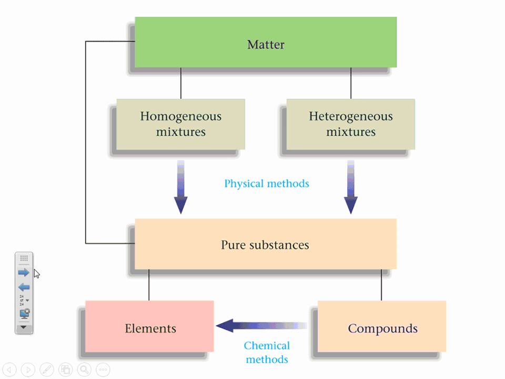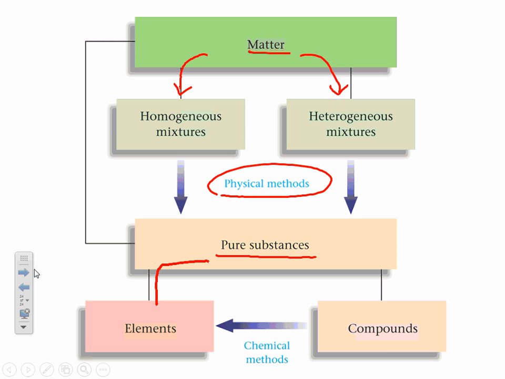And that's our last slide, but this one has a chart on it. So notice that everything is matter. It can either be homogeneous or a heterogeneous mixture. So you should be able to identify that. Those can be broken down or separated by physical methods into pure substances. So you can use filtration, you could use distillation, you could use a difference in magnetic properties, you could use density differences. Once you have a pure substance, it's either an element or a compound, and if it's a compound, it can be broken down by chemical methods into elements.